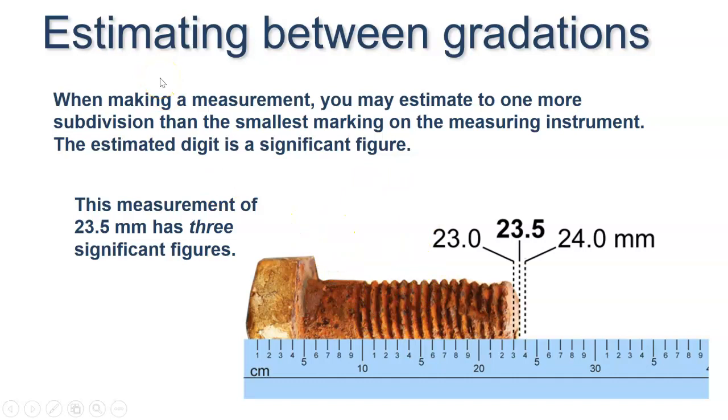So when you make a measurement, you may have to estimate a little bit of uncertainty. You may have to estimate to one more subdivision than the smallest marking on the measurement. This estimated digit is still significant. So if we're looking at this bolt, or this screw, we see that it's at least 20 centimeters. It's 23, but not quite 24. It might be right in the middle there. So this would be about 23.5 centimeters. Don't trust the book, kids. And it has 3 significant figures.